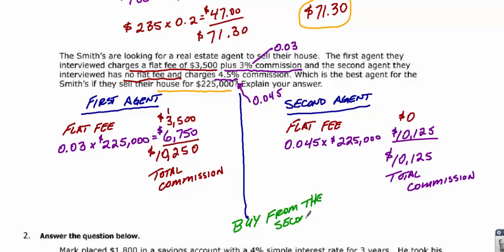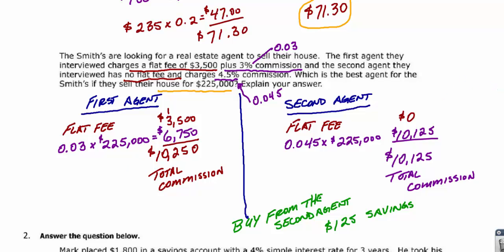Buy from the second agent. And why will we buy from the second agent? Because we will save $125. So there's $125 in savings on the commission if we buy from the second agent.